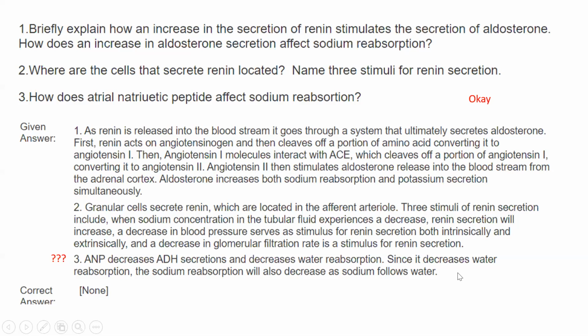The correct response would have been, it blocks the apical sodium leak channels and prevents sodium from moving from the tubular fluid into the cell and therefore into the capillary. Okay, so just be mindful of that.